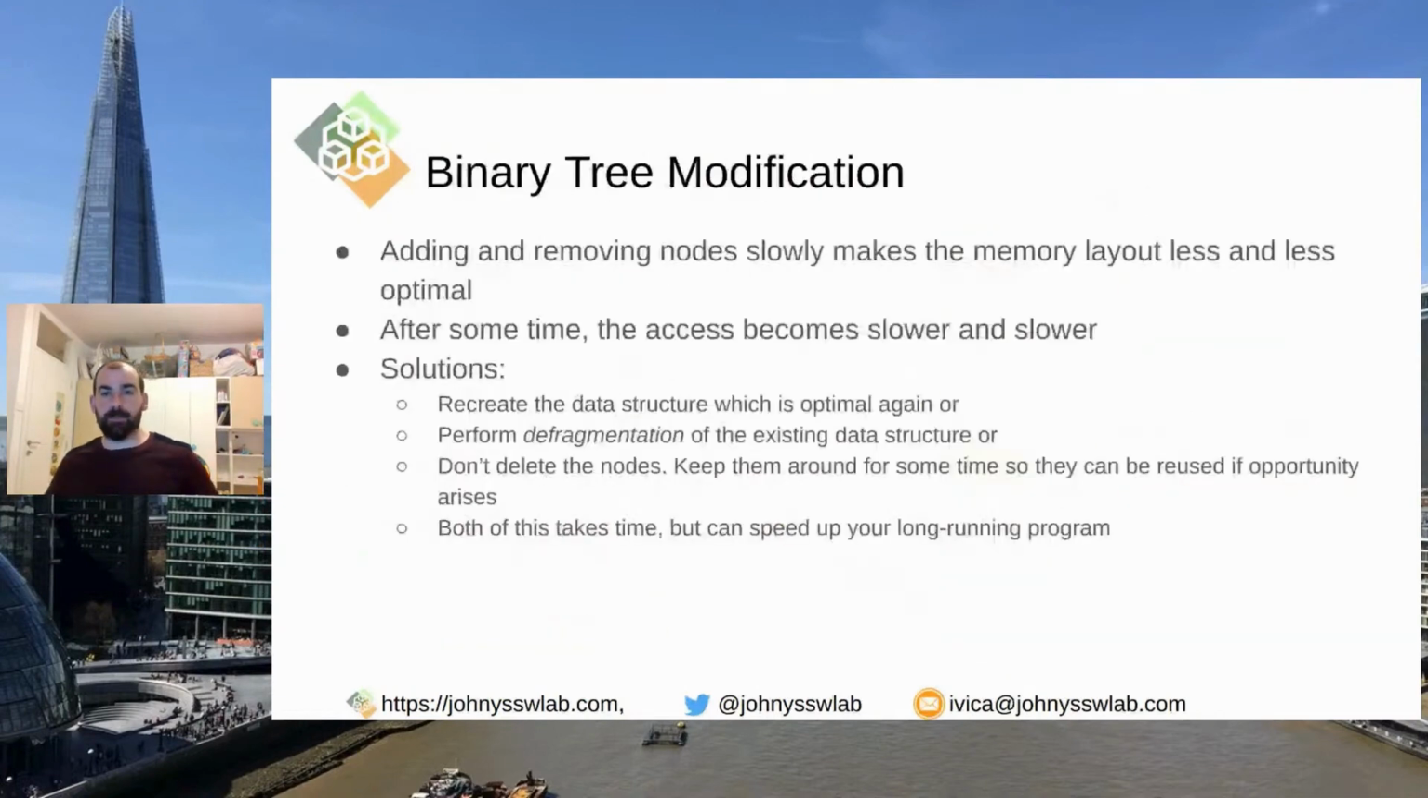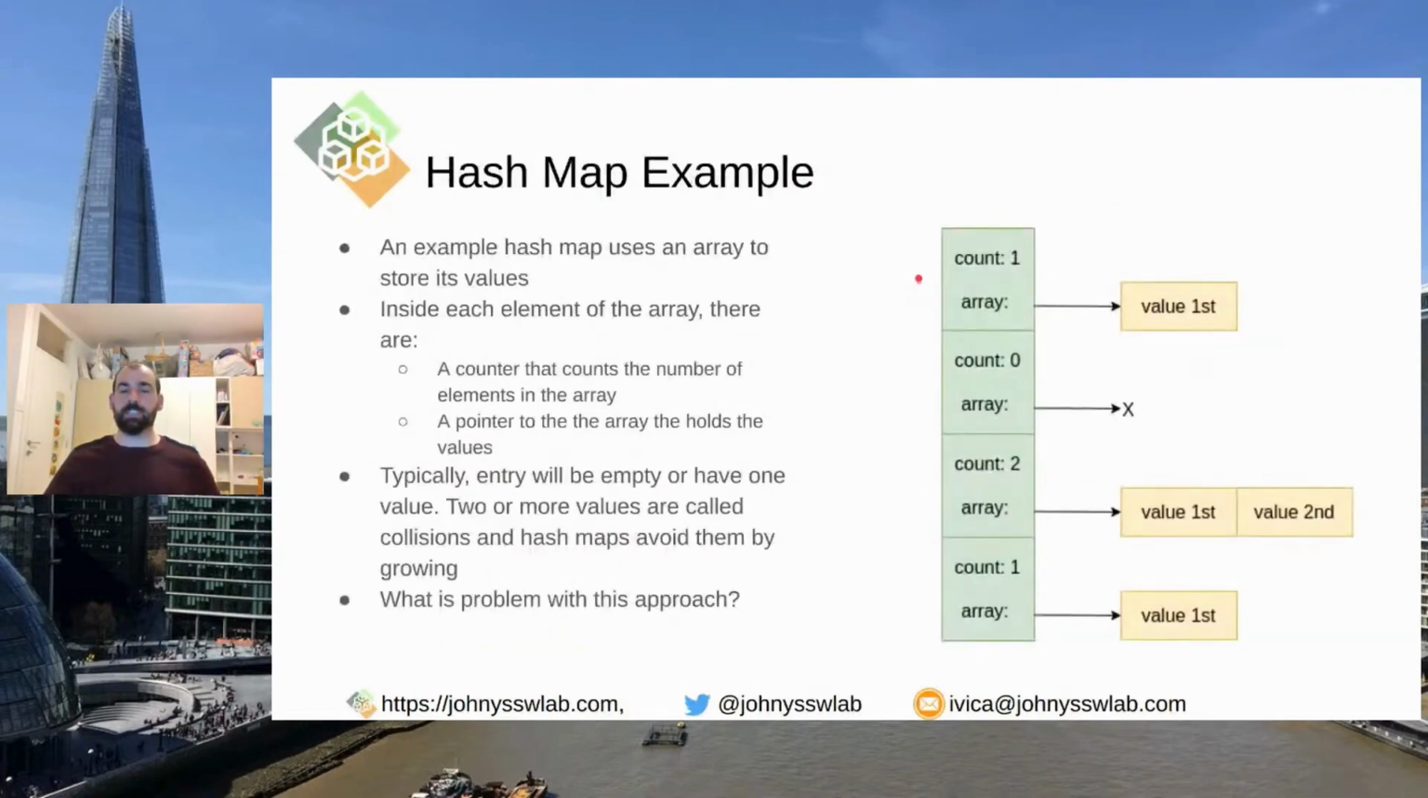Okay, so this is a hash map example. This is an implementation of a hash map that uses an array to store its values. Inside each element of the hash map, there's a counter that counts the number of data in that bucket. And there is also a pointer that points to the array that holds the values.